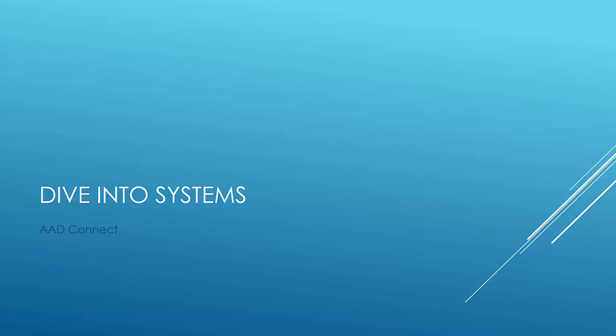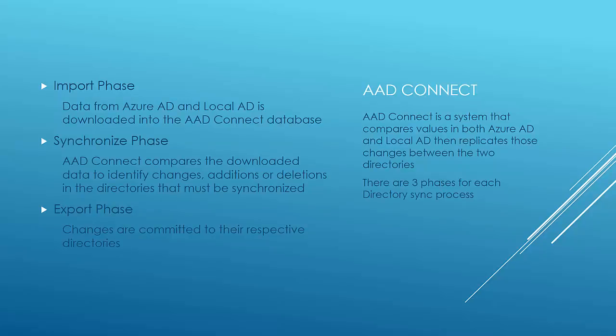All right, AAD Connect. Now this is kind of the heart of the hybrid environment when it comes to object synchronization. There are three phases to AAD Connect. It goes through the import phase first, where it reaches out to both the local Active Directory and Azure Active Directory and pulls in basically the entire database. Then it goes to its synchronization phase, where it identifies the differences between the two and takes timestamps into account to make sure only the latest information is updated, and then generates its list of things that need to change in both sides.